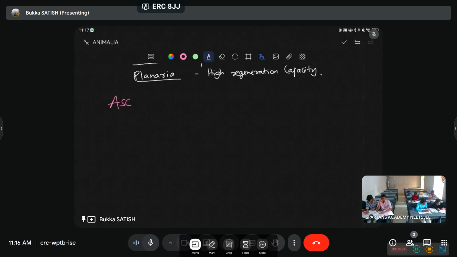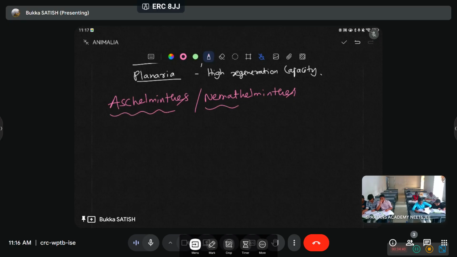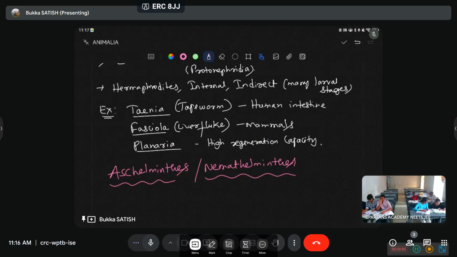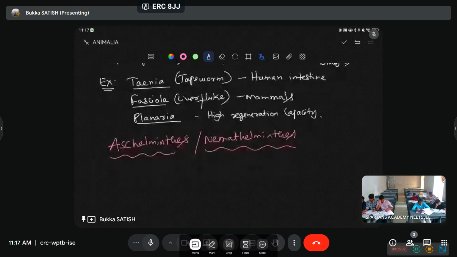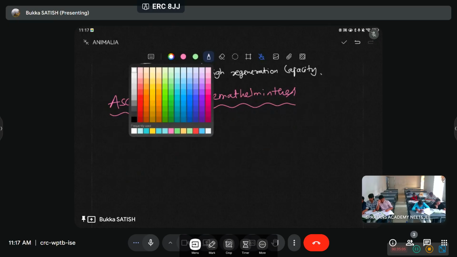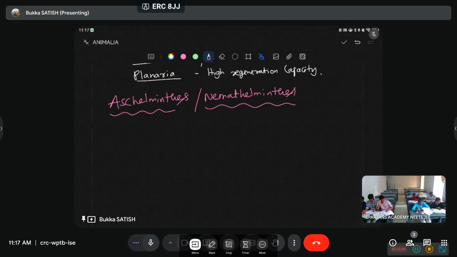Right, and the next one, Aschelminthes, which is also called Nemathelminthes. Yes, even some others also have that. Right. The next one, Aschelminthes. What do you see for the first time here?